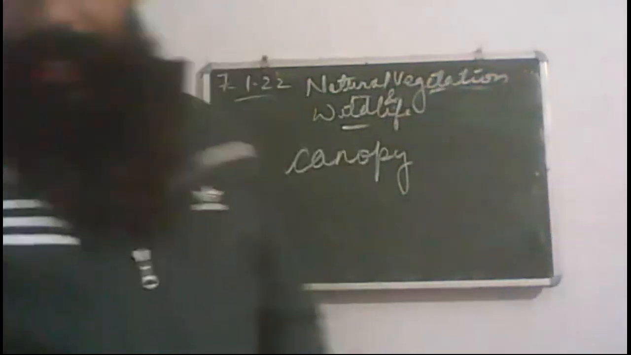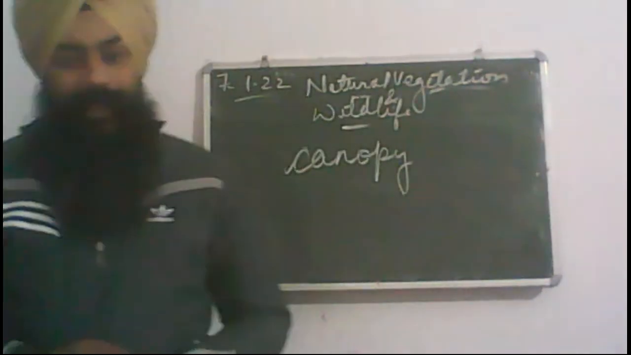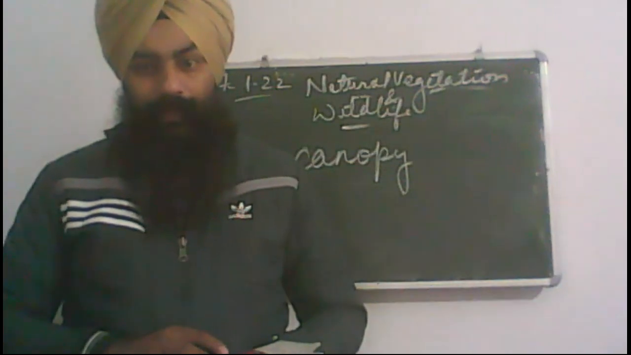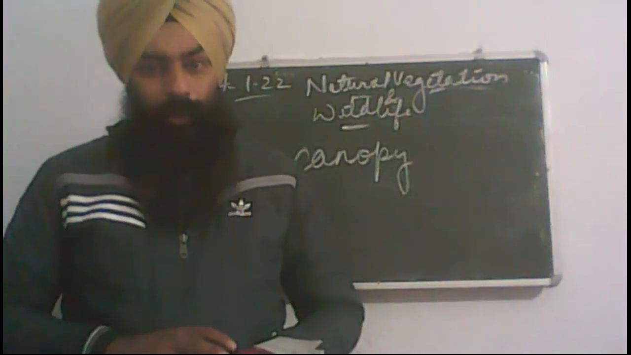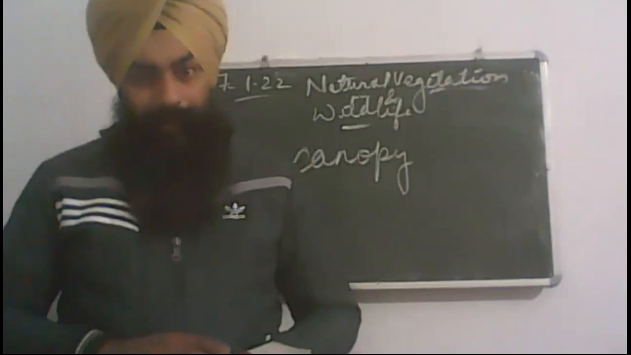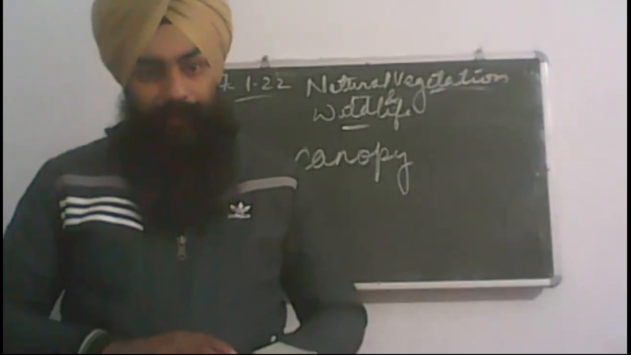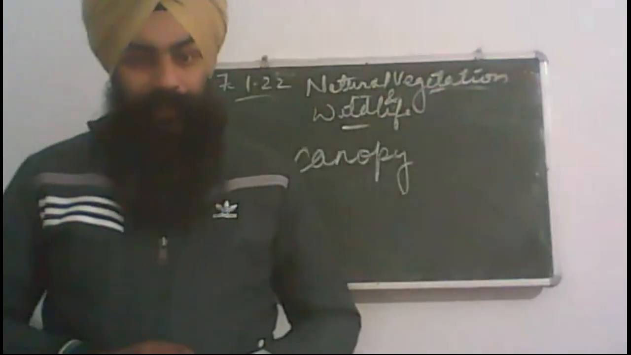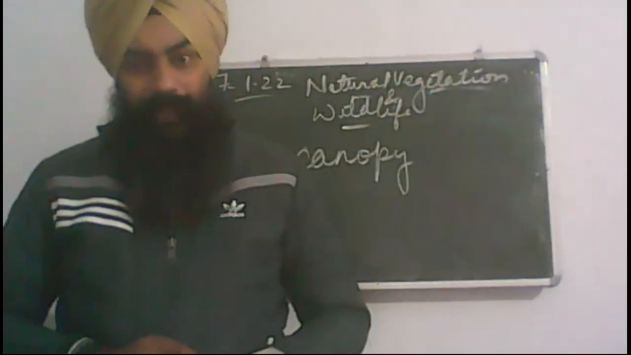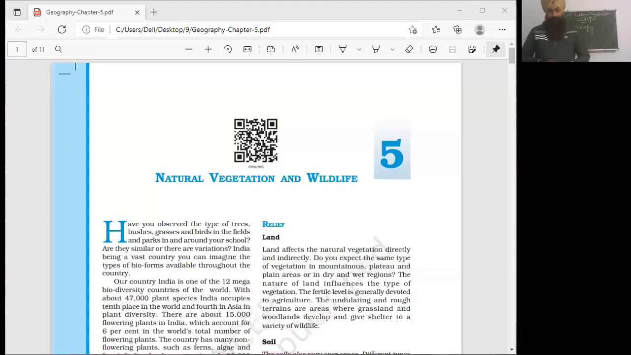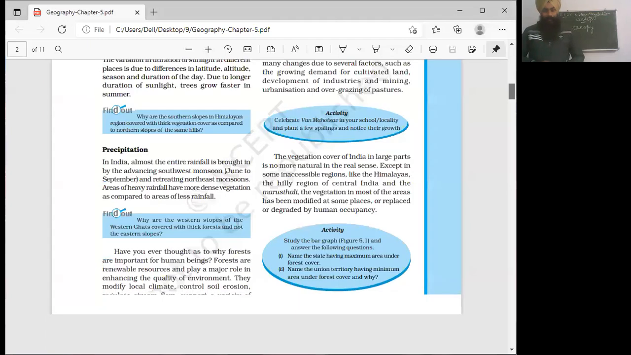The important species of trees which generally grow in a tropical evergreen forest are ebony, E-B-O-N-Y, rosewood, and mahogany, M-A-H-O-G-A-N-Y. I'm repeating: ebony, E-B-O-N-Y, mahogany, M-A-H-O-G-A-N-Y, and rosewood. These are important species of trees which generally grow in a tropical evergreen forest.